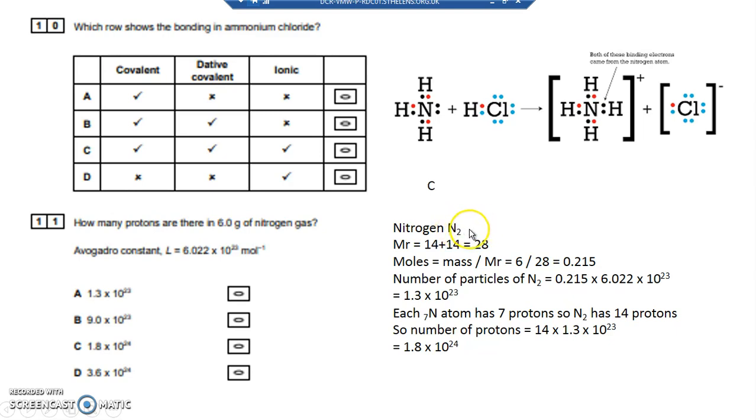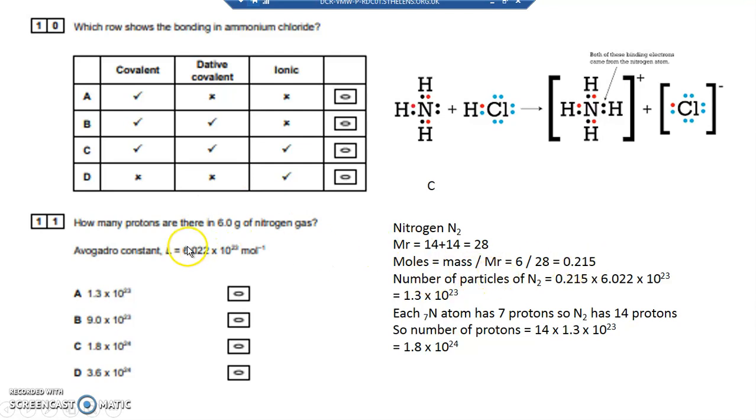So that's actually a triple bond then, because each N puts 3 electrons in. There are 6 electrons in that triple bond between the 2 N's. Anyway, it's N2, Mr 14 and 14, because the nitrogen has got a mass number of 14, so 2 14s are 28. Moles is mass divided by Mr, so mass is 6, Mr is 28, 0.215. So the number of moles of nitrogen I've got in this 6 gram sample is 0.215.